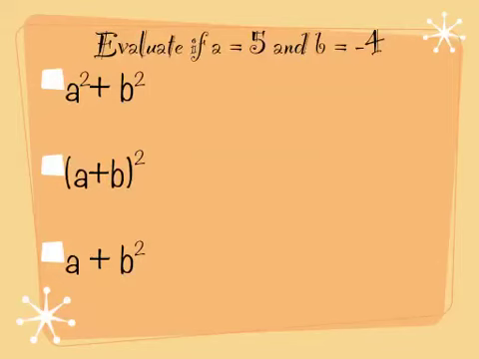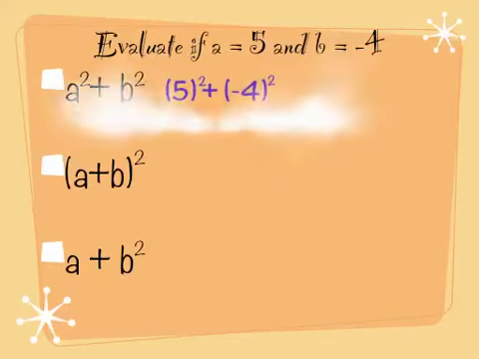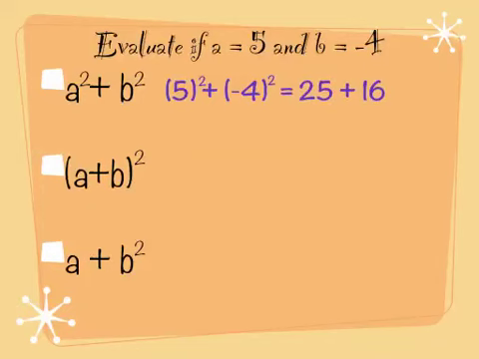Well, I'm going to substitute 5 for A and negative 4 for B, and I'm going to say 5 squared plus, in parentheses, negative 4 squared. Well, 5 squared is 25, and negative 4 squared, in parentheses, is negative 4 times negative 4, which is a positive 16, and 25 plus 16 is 41.